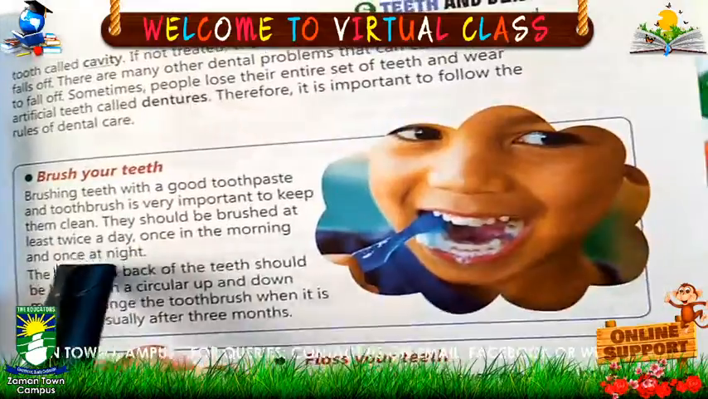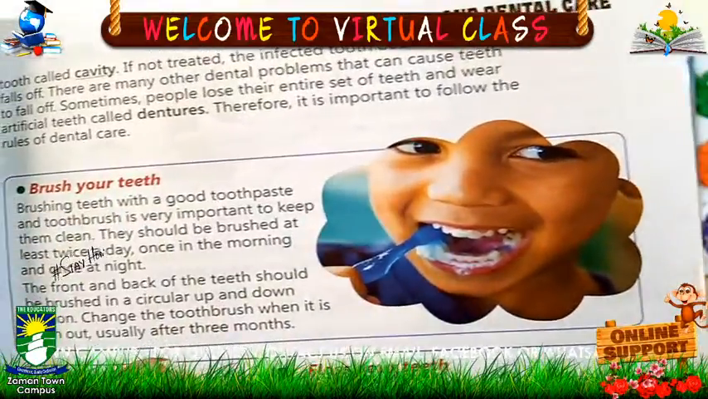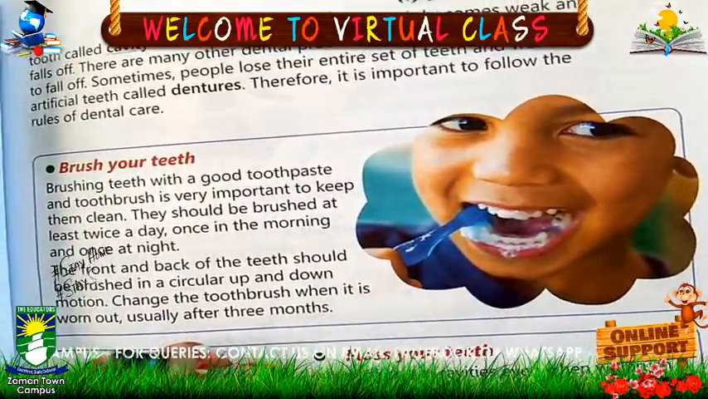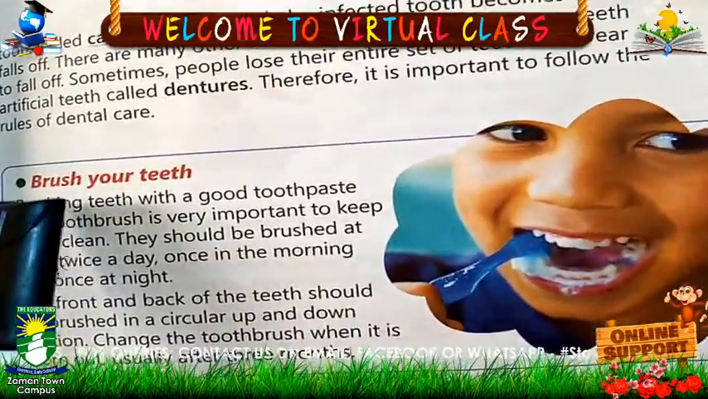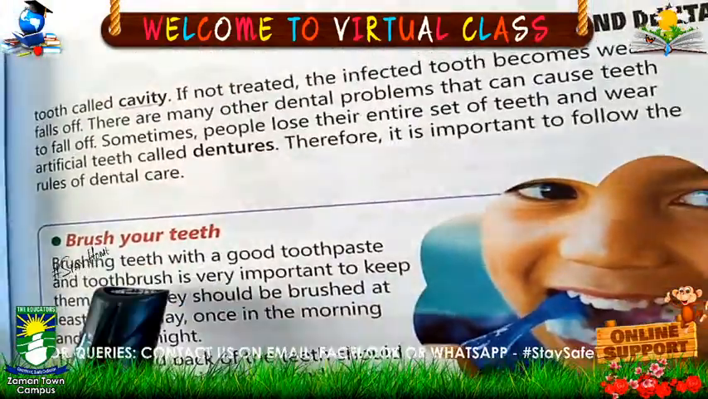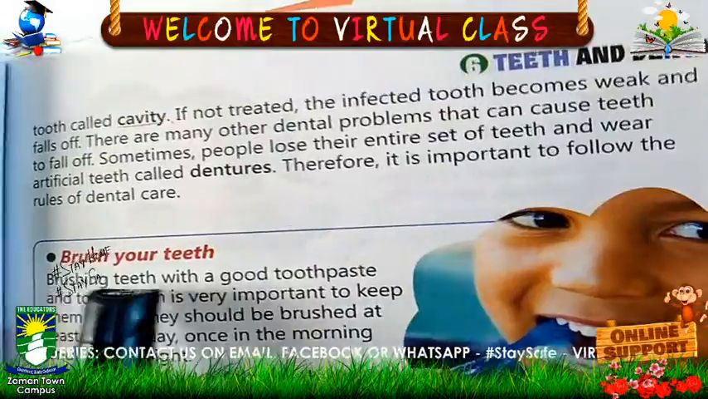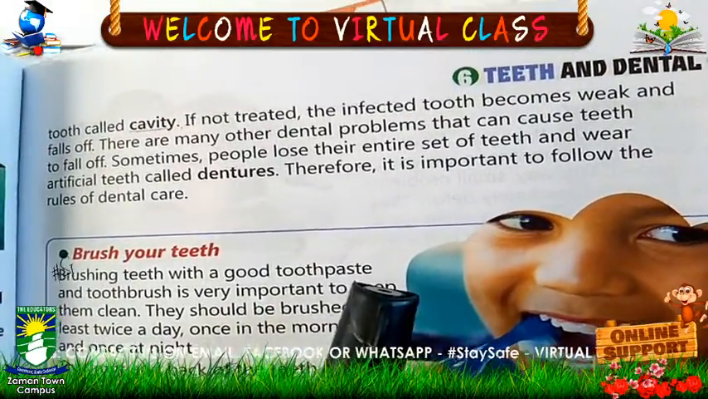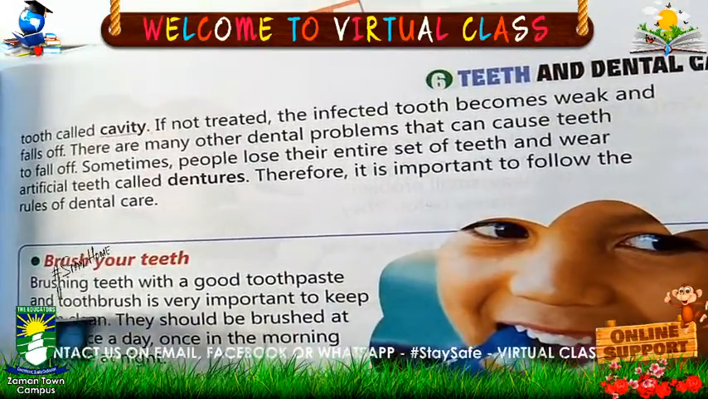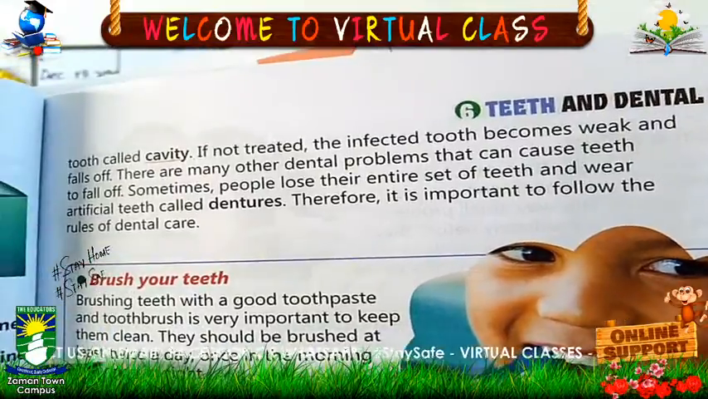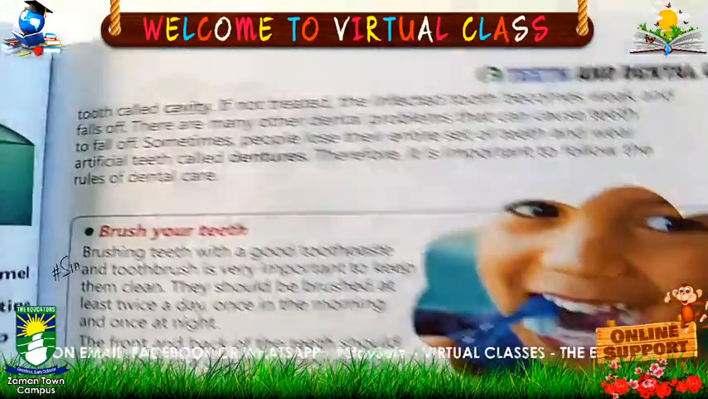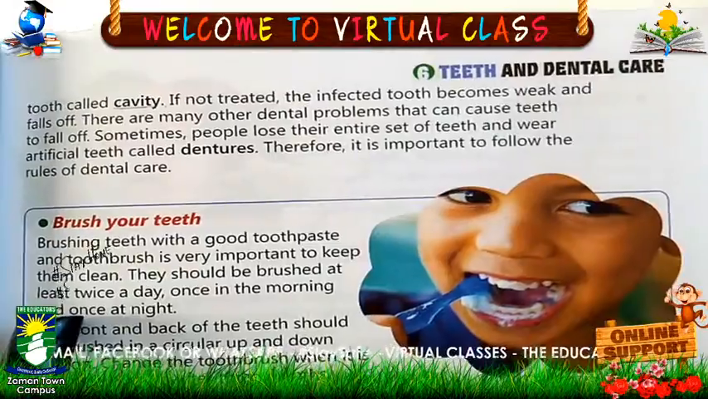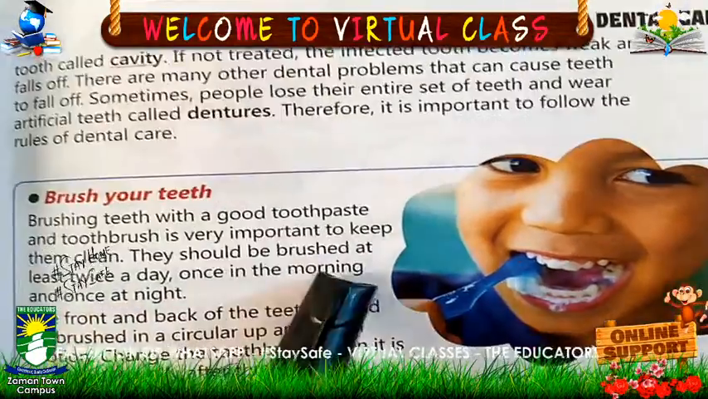Now, it is very important to follow the rules of dental care. The first rule is you have to brush your teeth twice a day. Brushing with a good toothpaste and toothbrush is very important to keep them clean, and you should brush at least twice a day, once in the morning and once at night.